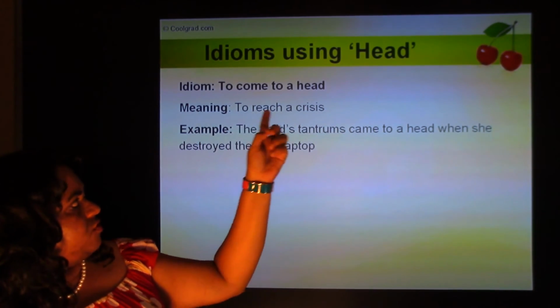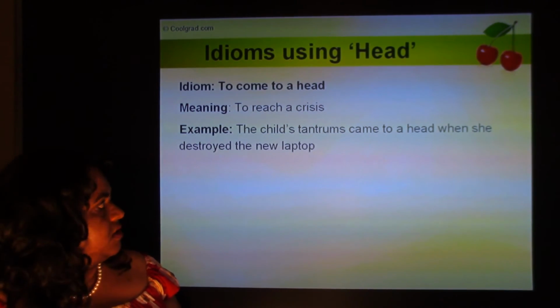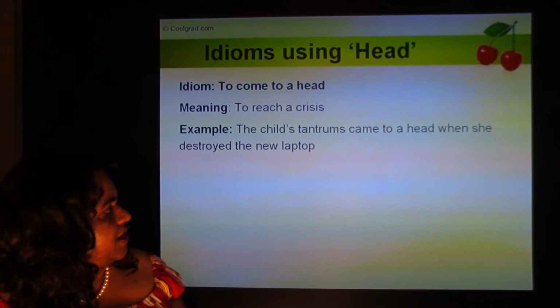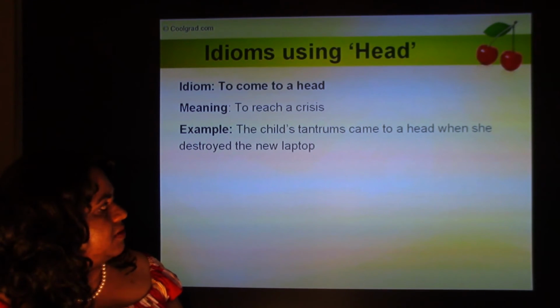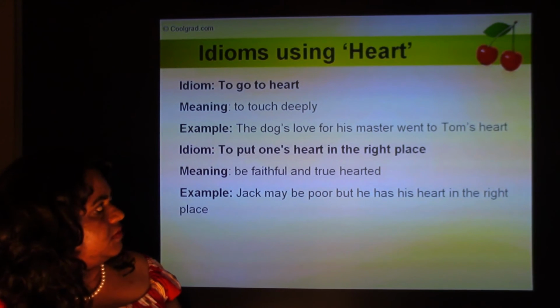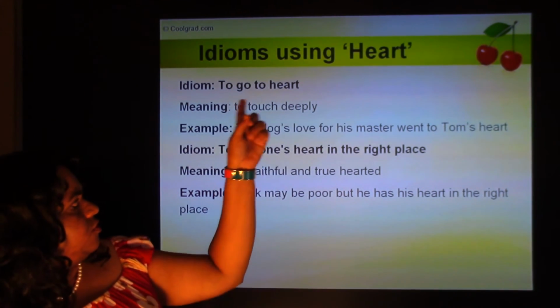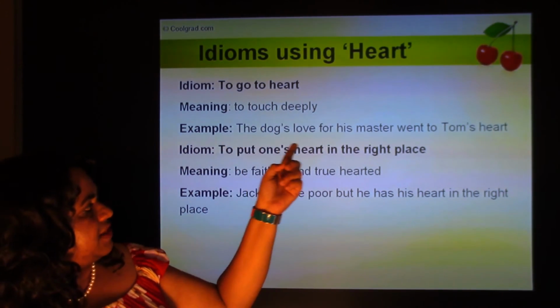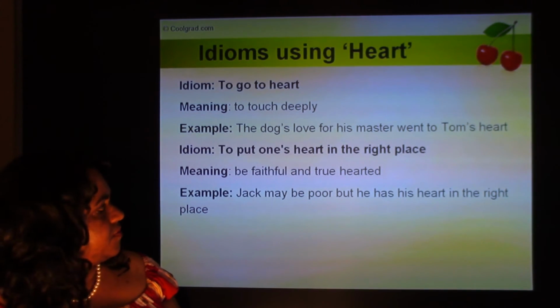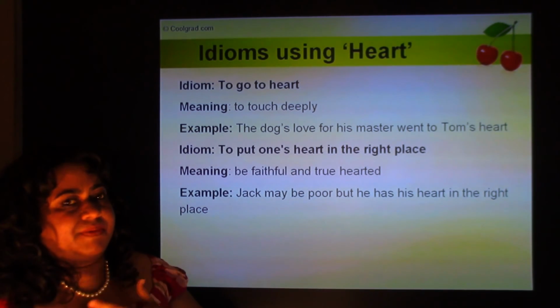Idioms using head. To come to a head means to reach a crisis. The child's tantrums came to a head when she destroyed the new laptop. Idioms using heart. To go to heart means to touch deeply. The dog's love for his master went to Tom's heart. Means it touched Tom deeply.